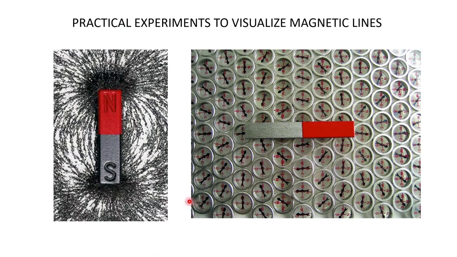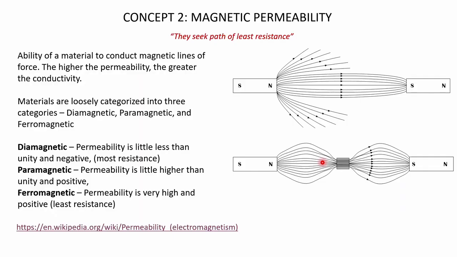Some practical experiments, if you want to visualize how magnetic field lines are, you can have a magnet and then you can sprinkle some iron filings around the magnet, and you'll see that the iron aligns itself to the magnetic lines. Or you can have a compass. You can move the compass around the magnet, and you'll see that the compass orients itself to the magnetic field lines. The second concept that we need to know is of magnetic permeability. This is actually the most important concept. Now, what permeability is?